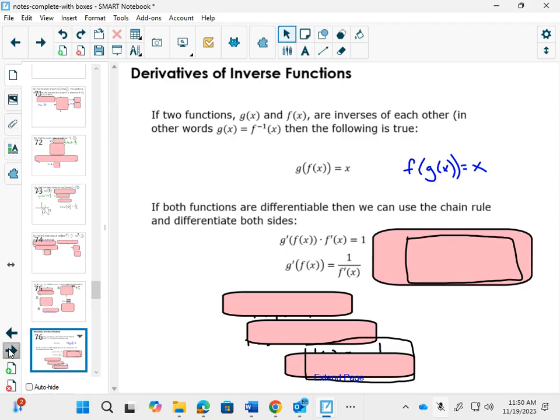If both functions are differentiable, then we can use the chain rule to differentiate both sides. So if I do the derivative of both sides, the derivative of x is just 1. And the chain rule says, do the derivative of the outside function. See how I have g prime? Keep the inside the same. Multiply by the derivative of the inside function. So being able to talk through your chain rule is really important. And if I wanted to, I could get the g prime f of x by itself.